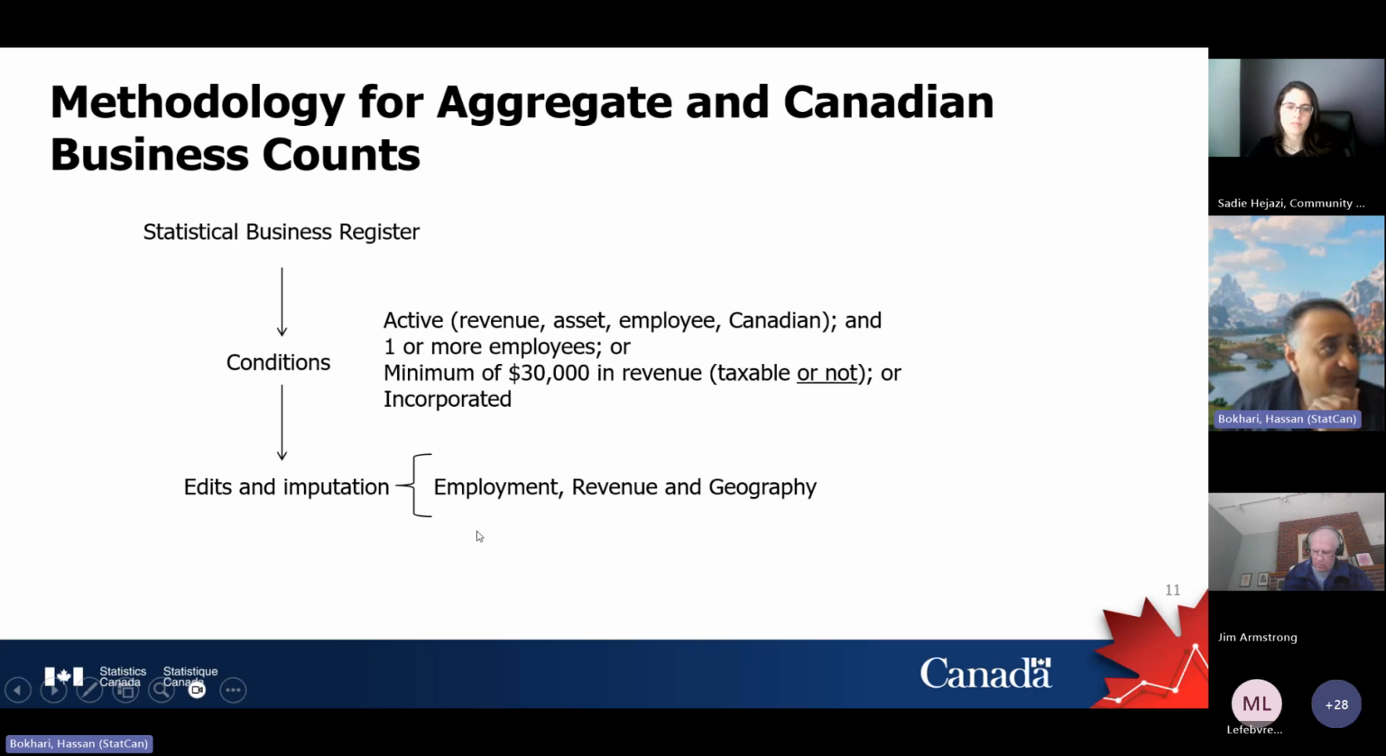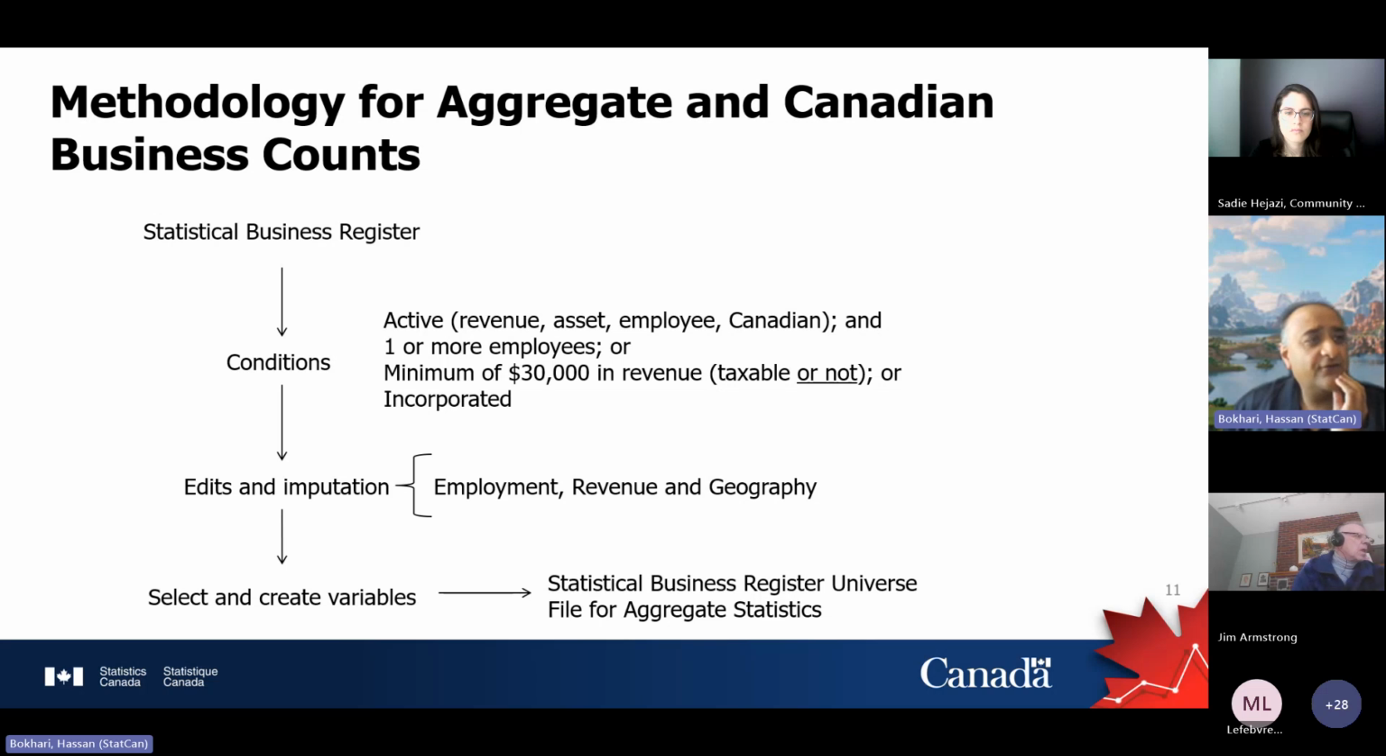Then we have edits and imputation. We have employment, revenue, and geography that we apply. The geography has been updated, borders have been updated. We select and create the variables consisting of the variables that have already been predetermined. And then we create the statistical business register universe file for aggregate statistics and the Canadian business counts.